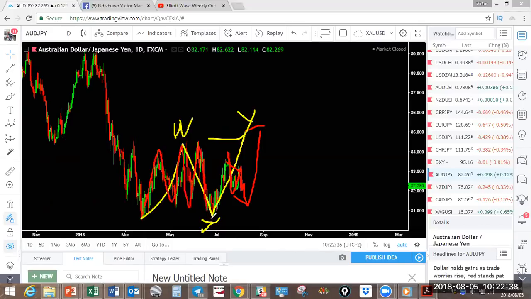1, 2, 3. 1, 2. That's what we'll expect, that we're going to get a 3 eventually here. So it's 1, 2, 3, 1, 2, 3. Okay, easy. Now you're going to expect a drop when that is completed.